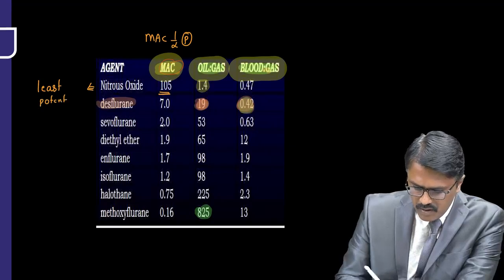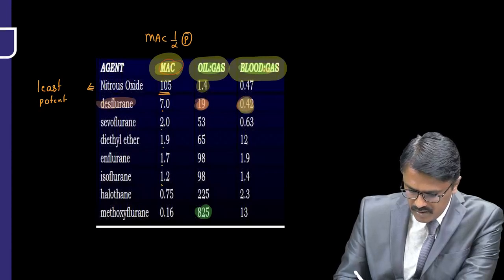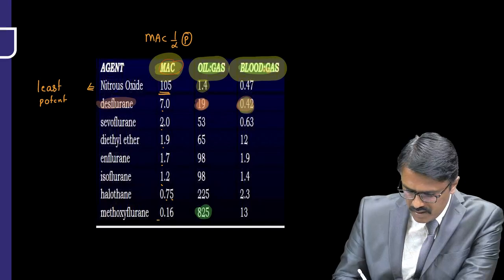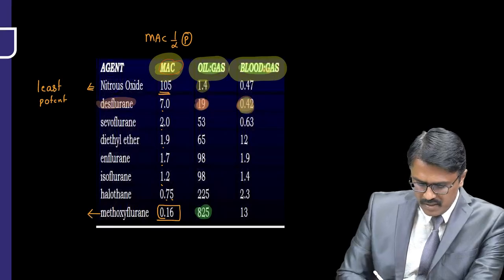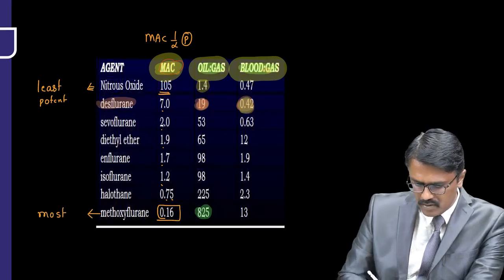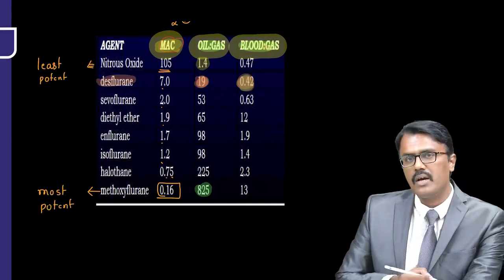Least potent. Now which will have the lowest? 7, 1.9, 1.7, 1.2, 0.75. The least one is 0.16, that is methoxyflurane. It has the least MAC value, so the drug is the most potent. You all agree with that?